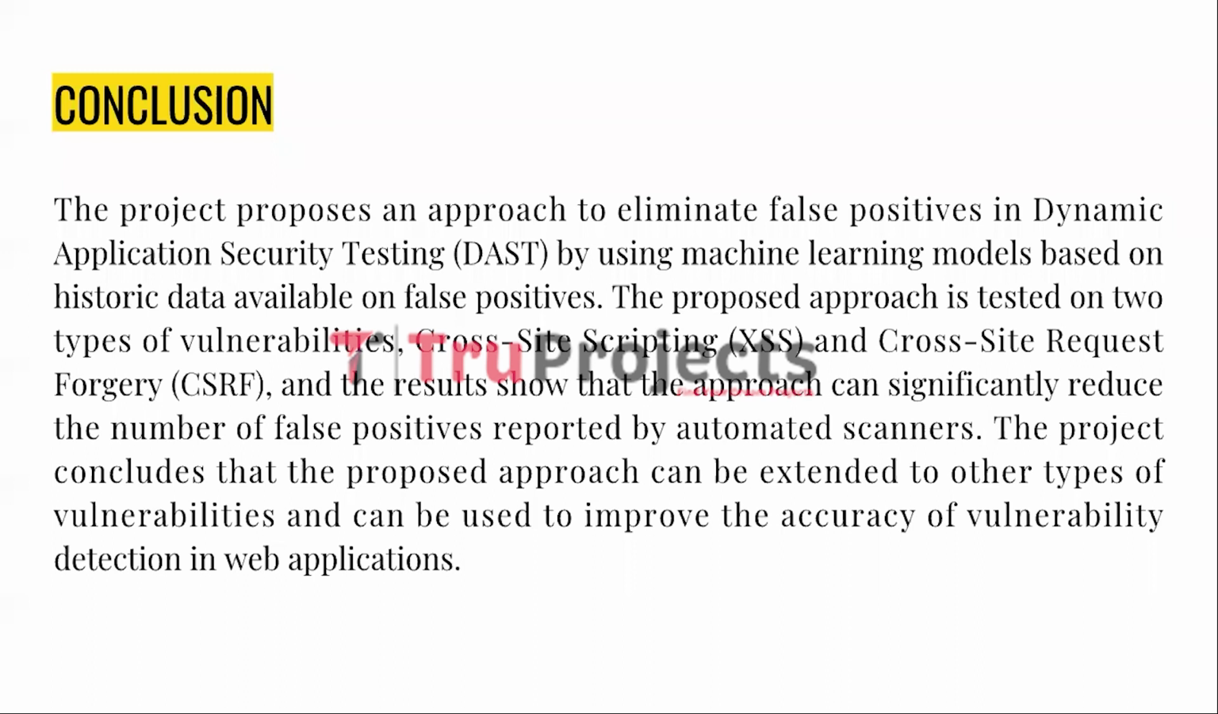The project proposed an approach to eliminate the false positives in dynamic application security testing by using a machine learning model based on the historical data available on the false positives. The proposed approach is tested on two types of vulnerabilities, cross-site scripting and cross-site request forgery, and the results show that the approach can significantly reduce the number of false positives reported by automated scanners.